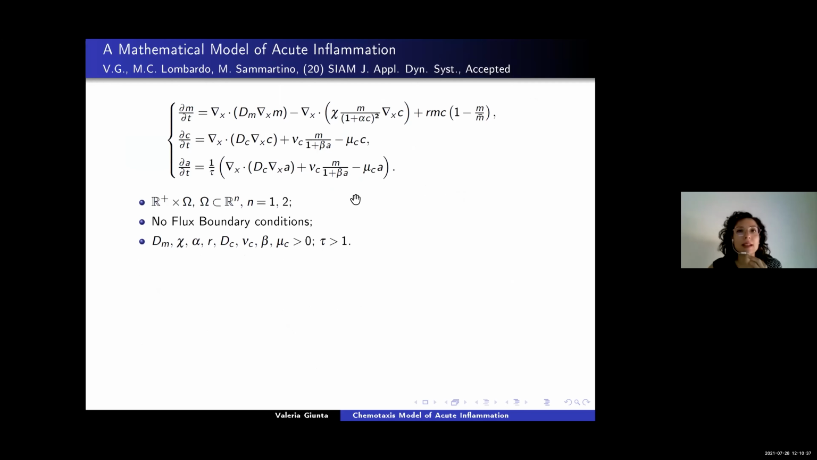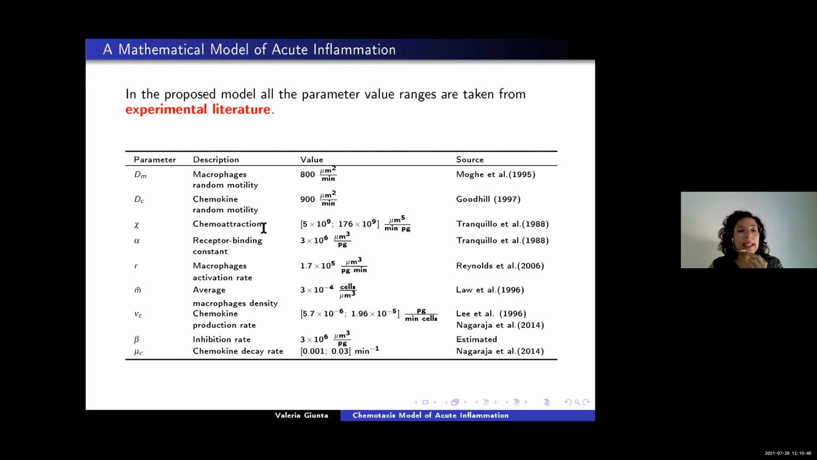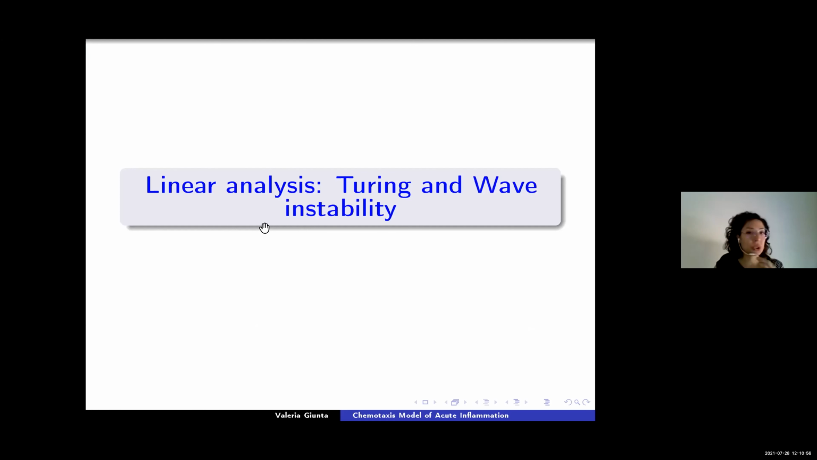So we have analyzed this problem on both 1D and 2D spatial domains, imposing no-flux boundary conditions. And as I have already said, all parameter values and also ranges are taken from the experimental literature. Now I will show you the linear stability analysis close to the non-trivial equilibrium point of the system.